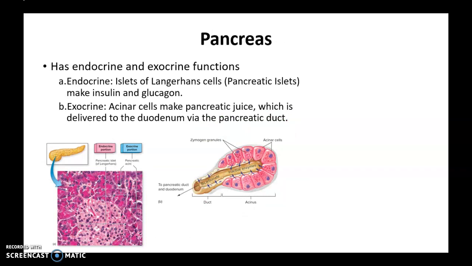Moving on to the pancreas. A very interesting organ. The pancreas is called a mixed gland. It's a mixed gland because it has both endocrine and exocrine functions. Endocrine functions are associated with hormone production, and exocrine functions are associated with pancreatic juice production.